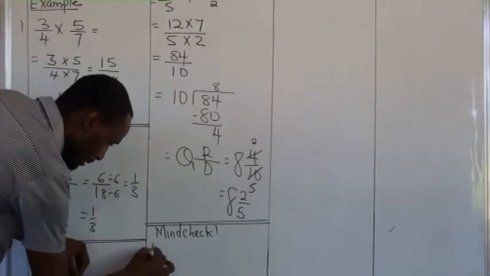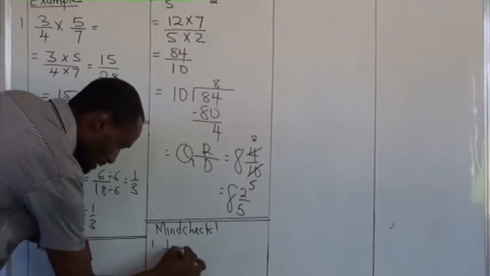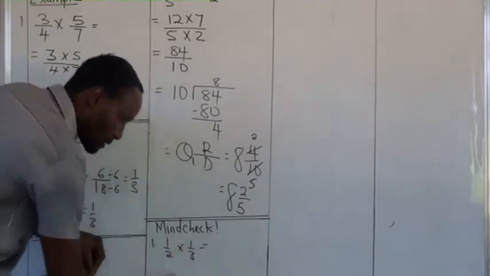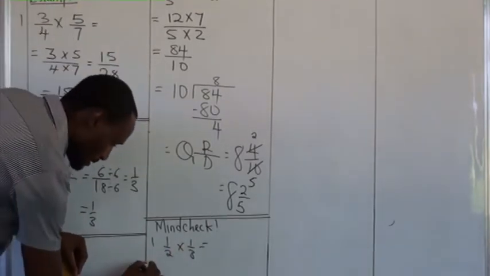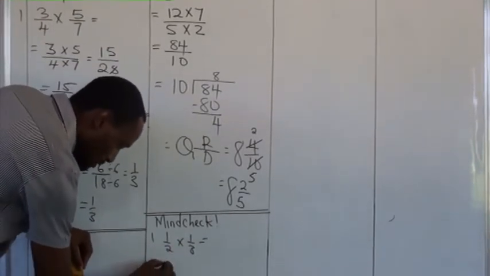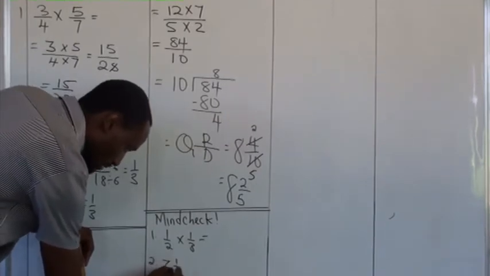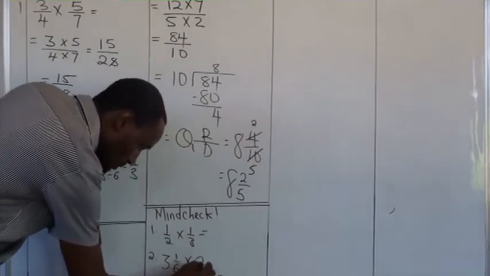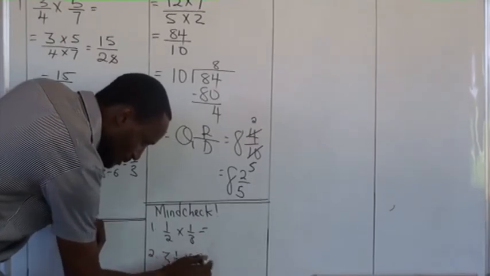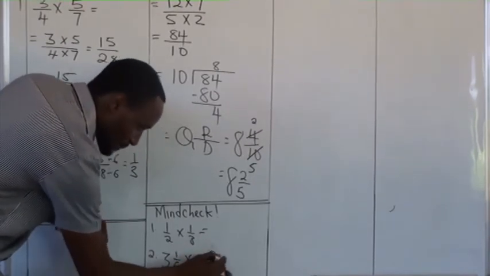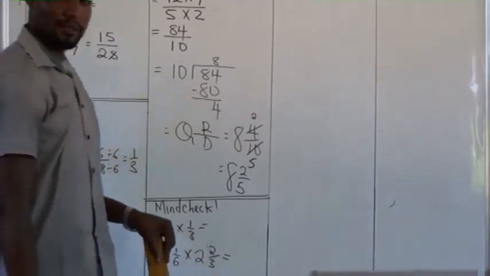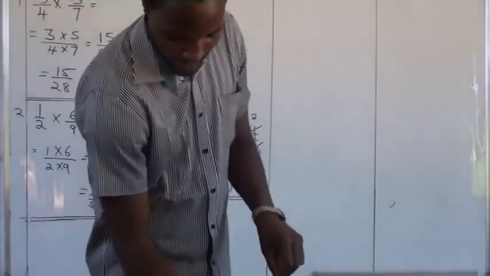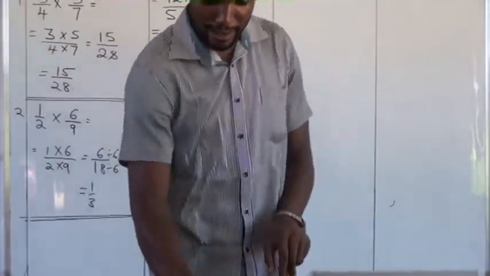That is, number 1, 1 over 2 times 1 over 3. What are you going to get? Then try this. Number 2, 3, 1 over 6 times 2 over 3. Try these 2 questions. I believe they are going to be good for you and you are going to understand this thing.